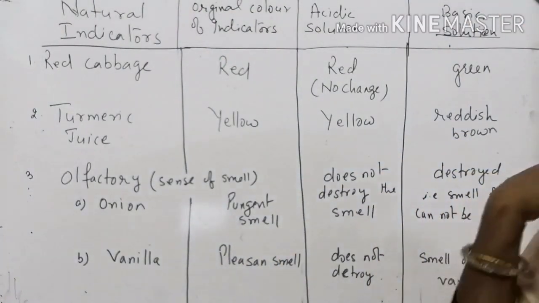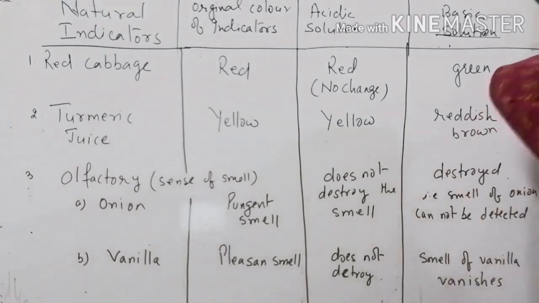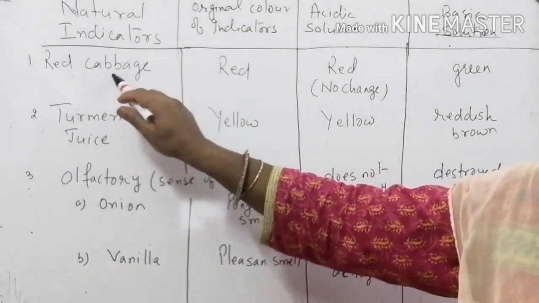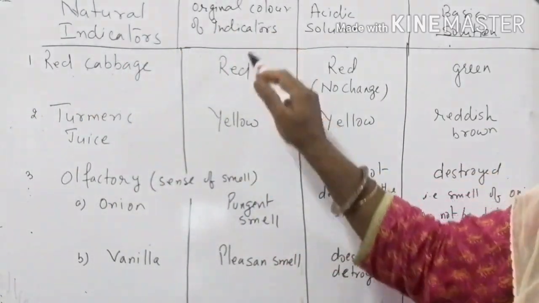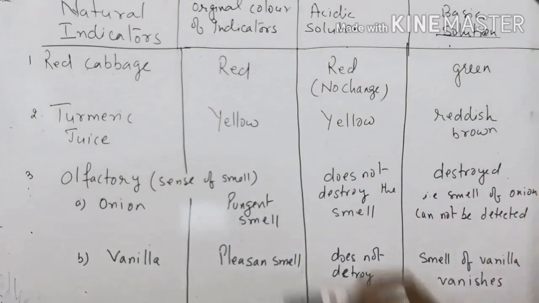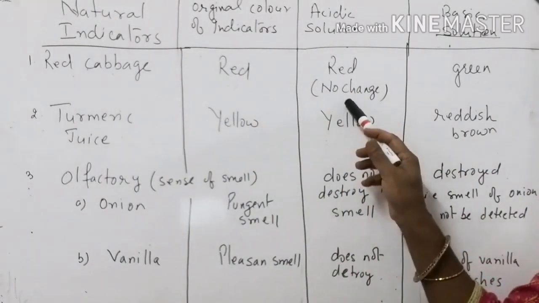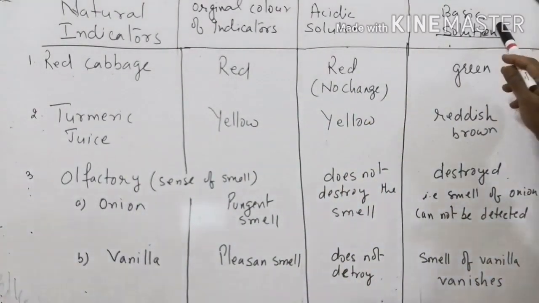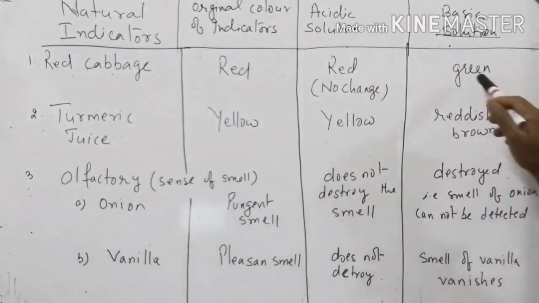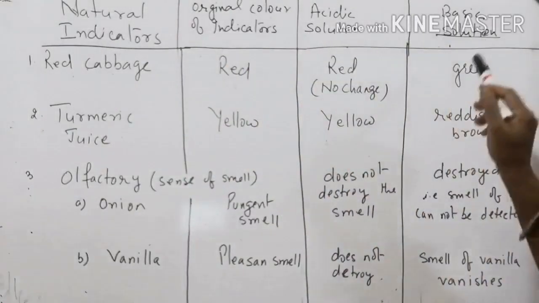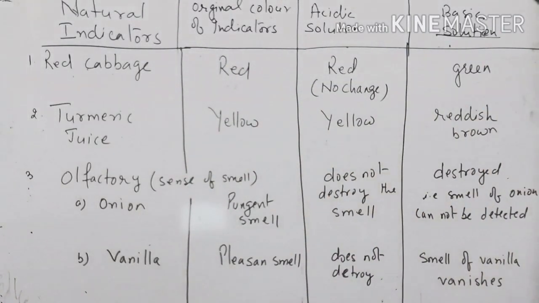Other than these indicators, there are some naturally occurring substances which act as acid-base indicators. Number 1, red cabbage. The original color of red cabbage is red. In acidic solution, the red cabbage remains red, that means there is no change in color. Whereas in basic solution, the red color changes to green. So here we can say red cabbage acts as an acid-base indicator. We can use it to identify whether the given solution is acidic or basic in nature.